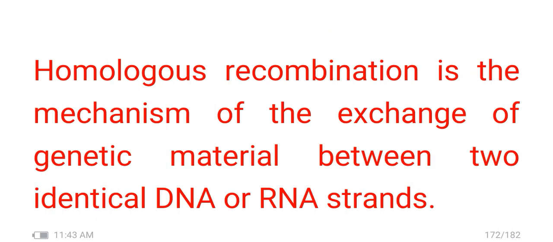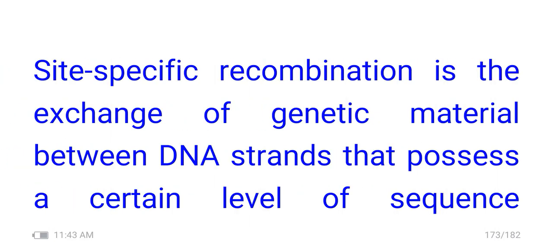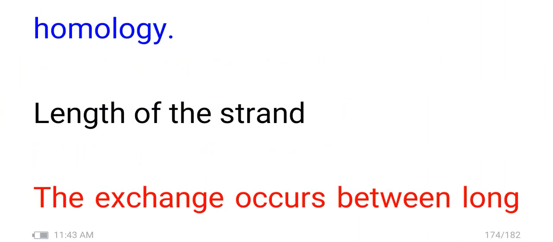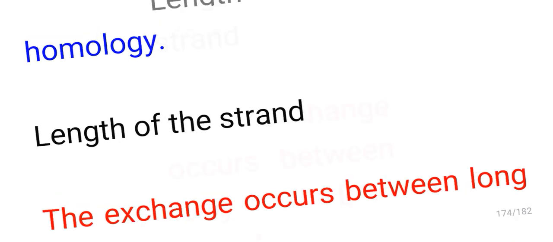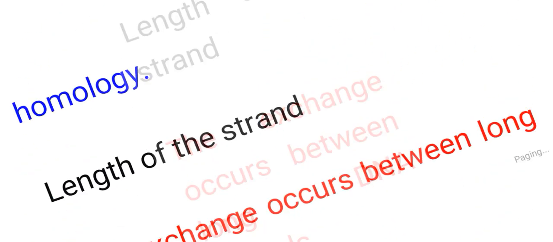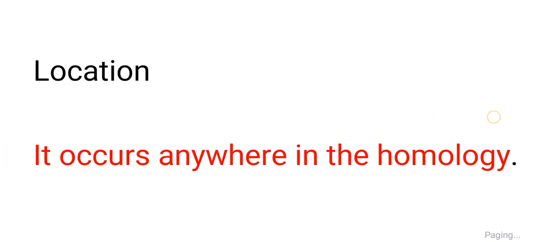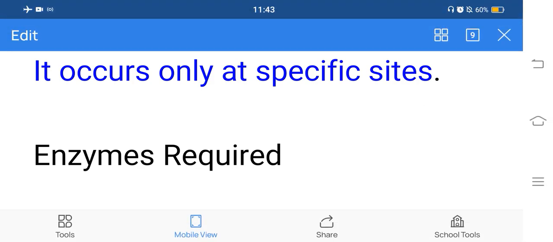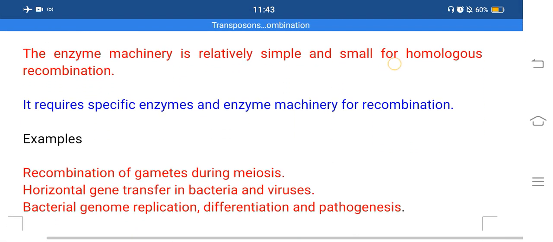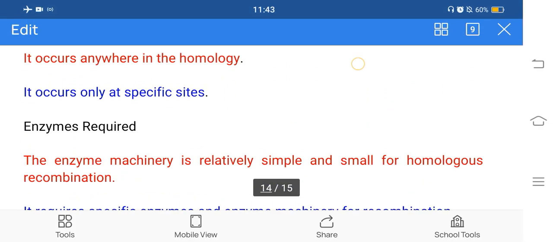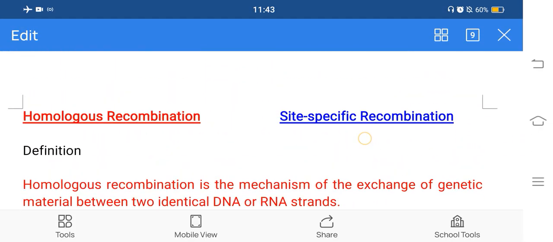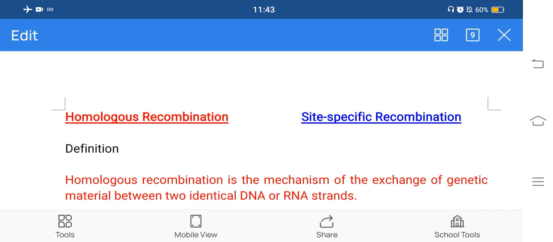Definition: homologous recombination is a mechanism of exchange of genetic material between two identical DNA or RNA strands. Site-specific recombination is the exchange of genetic material between DNA strands that possess a certain level of sequence homology. Length of the strand: in homologous recombination, the exchange occurs between long DNA strands. In site-specific recombination, the exchange occurs between short DNA strands, between 30 to 200 nucleotides in length. Location: homologous recombination occurs anywhere in the homology. Site-specific recombination occurs only at specific sites. This is a comparison actually. Site-specific recombination is represented within this blue ink colored.